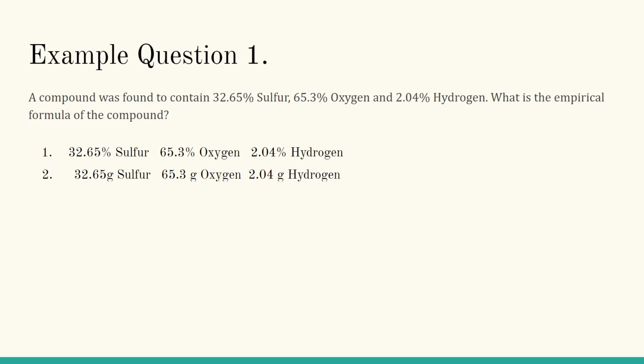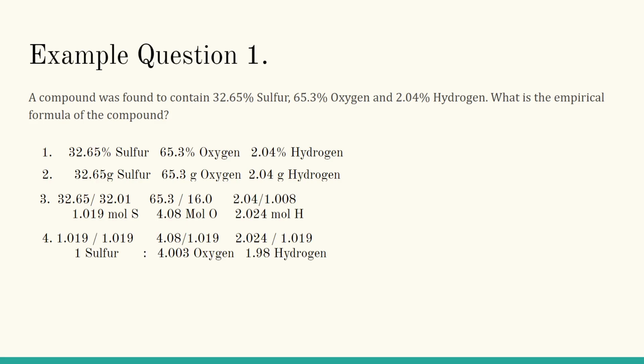And once we have grams, we can use our molar mass to figure out our number of moles. So we would take the 32.65 grams of sulfur, and divide that by the molar mass of sulfur. And that'll give us 1.019 moles of sulfur. The same goes for oxygen. We end up getting 4.08 moles of oxygen, and we do the same for hydrogen as well. So we now have our moles. Now we can compare our moles, which is our main goal.